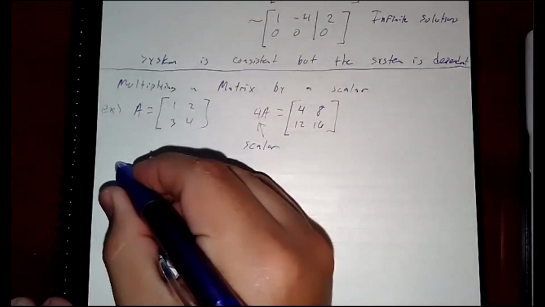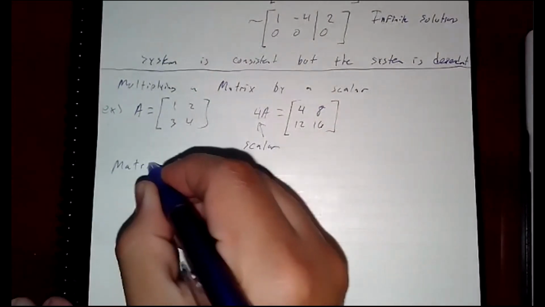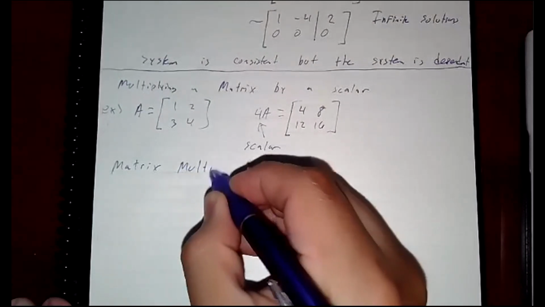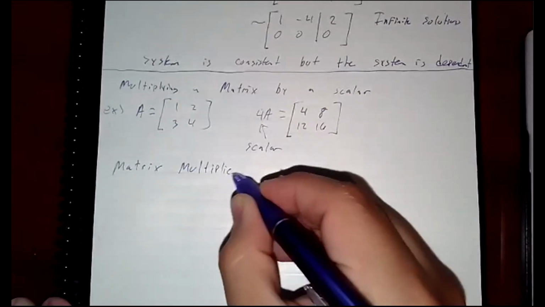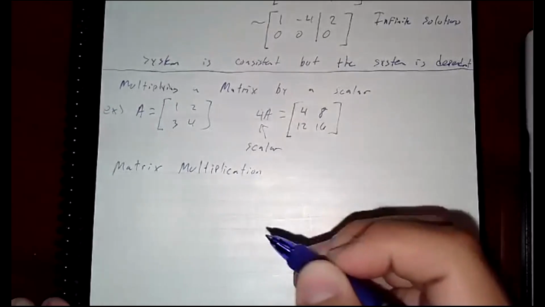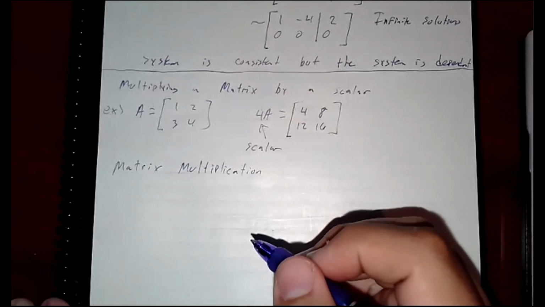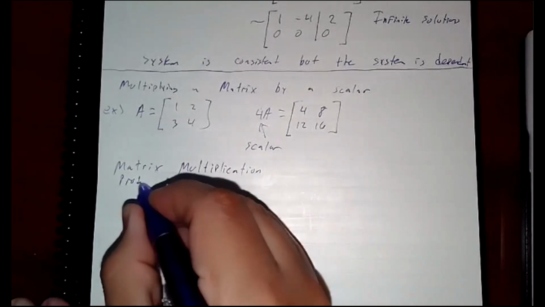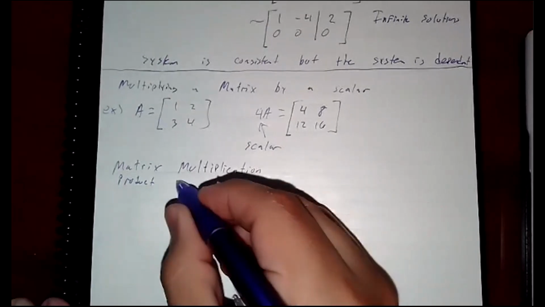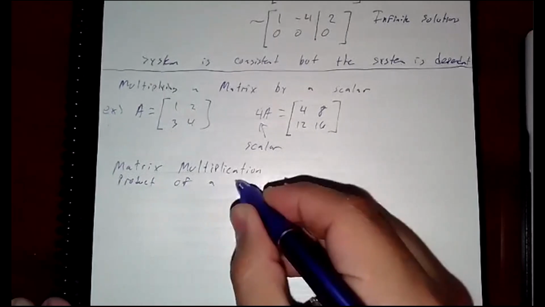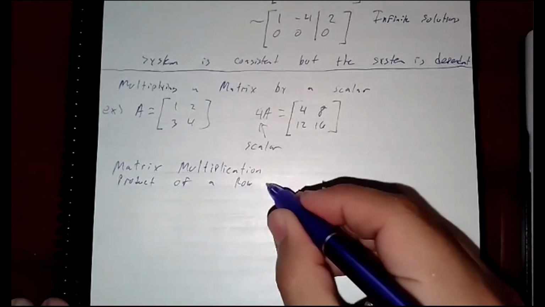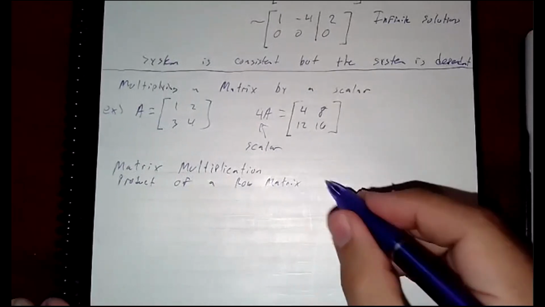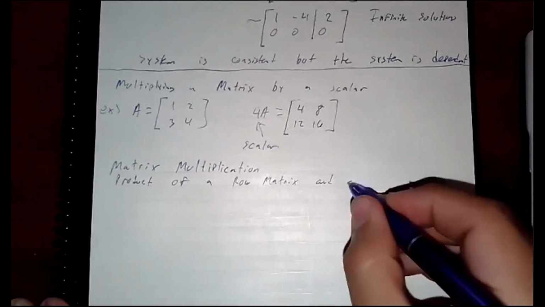So matrix multiplication. Let's start with the product of a row matrix and a column.